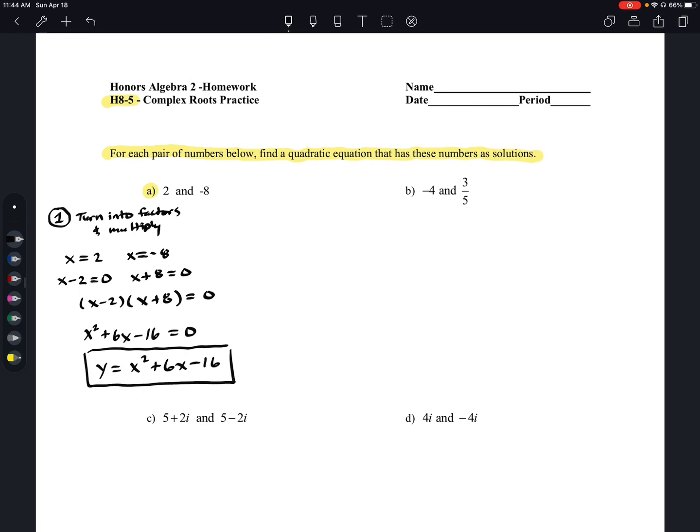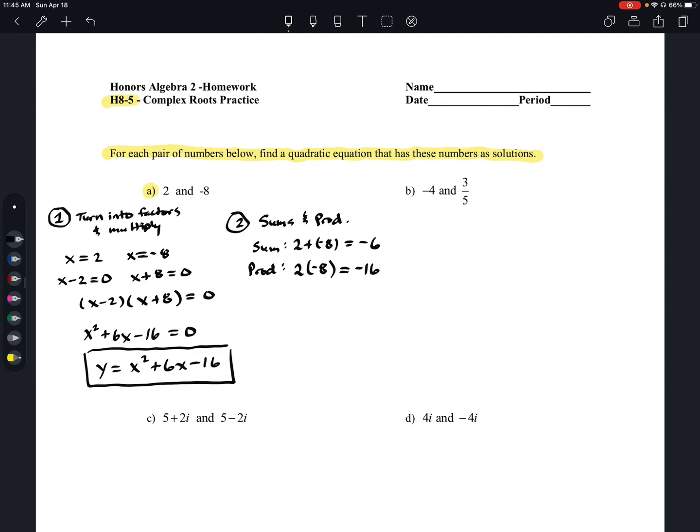Now you can also do the sums and products method with this one, right? So let's take a look at that. So we'll call this one sums and products. So the sum of 2 plus -8 is going to be -6. And the product of 2 times -8 is -16.